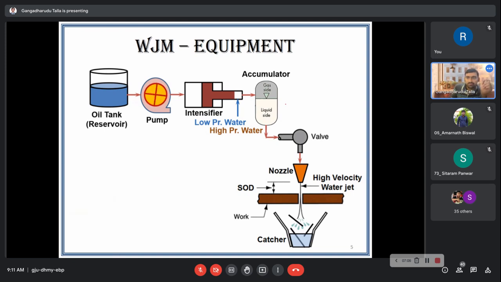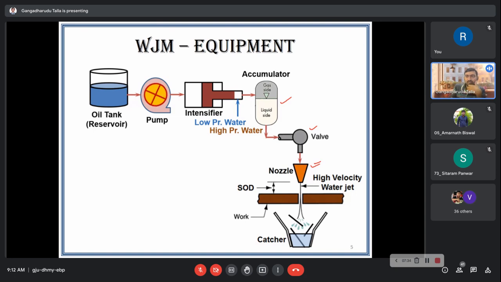Okay, so this is the accumulator. Highly pressurized water is now entering this tube, and of course it will pass through the valve. By using this valve, you can control the water flow rate. Now it will finally enter the nozzle. Through the nozzle, you are reducing the diameter.